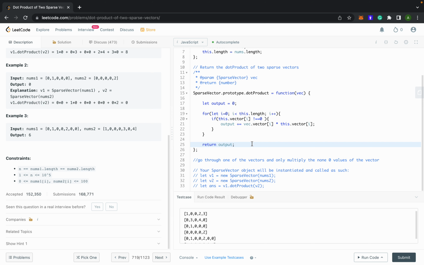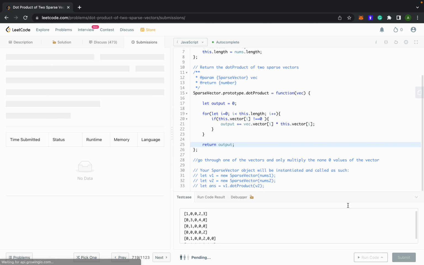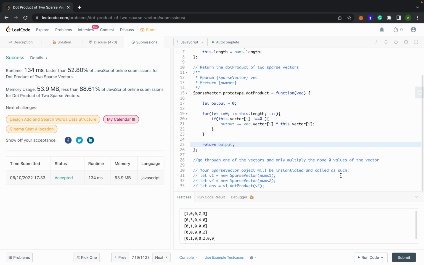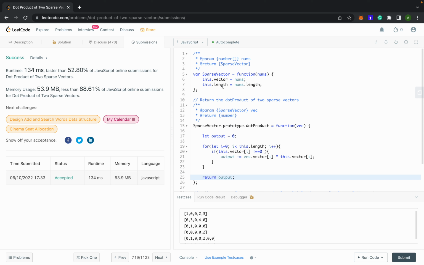I was trying to decide if there was a better way to do this. There's probably a better way to do this, but I'm just going to submit and hope. Ooh, yay! Okay. I'm sure there was a better way to do this because my runtime is like 134 milliseconds. Well, this problem was kind of easy, but it helped my morale.